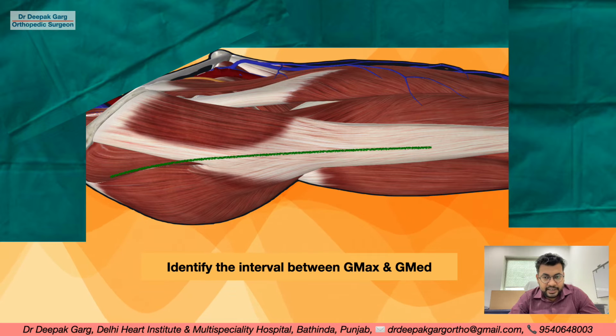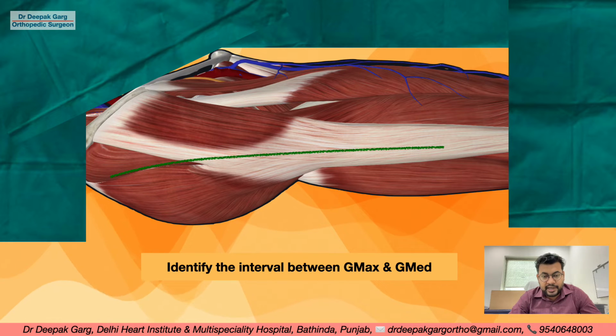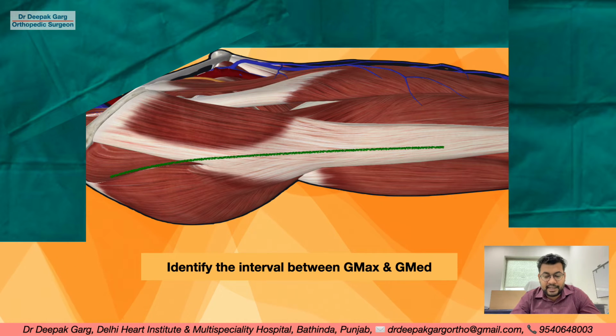We identify the interval between the gluteus maximus and the gluteus medius, and then we do the blunt dissection. So we insert a finger or a mop between the gluteus medius and the maximus, and then we retract the gluteus maximus posteriorly. So during the retraction of the gluteus maximus, we may have numerous bleeders that will come into our way. So we have to catch the bleeders and ligate the bleeders, so that we will be able to achieve hemostasis and bleeding will not be much.